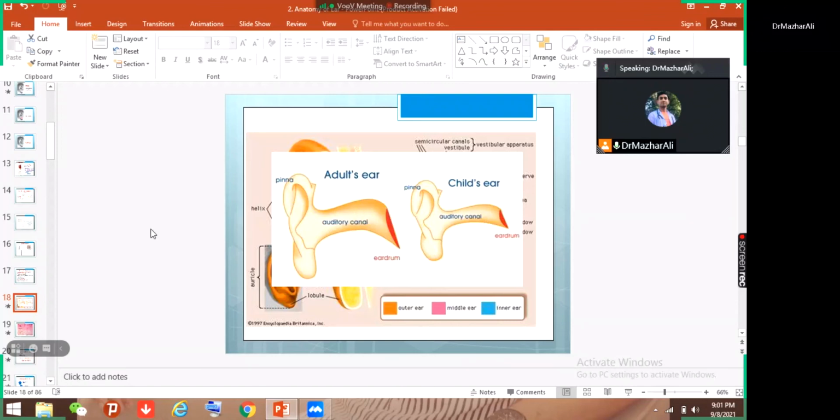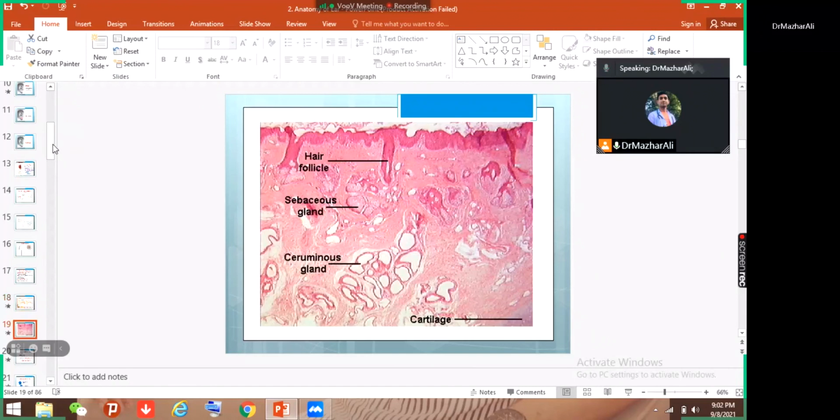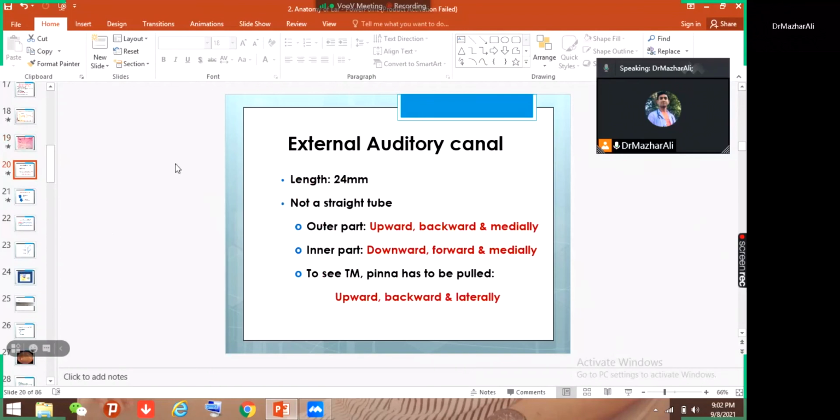And this one is what? This one shows the hair follicle, sebaceous gland, ceruminous gland, and cartilage. This is the outer one-third part of the external ear canal. The external auditory canal length is about 24 mm and it is not a straight tube. The outer part of the external ear canal goes up, back, and medially. And the inner part goes down, forward, and medially.